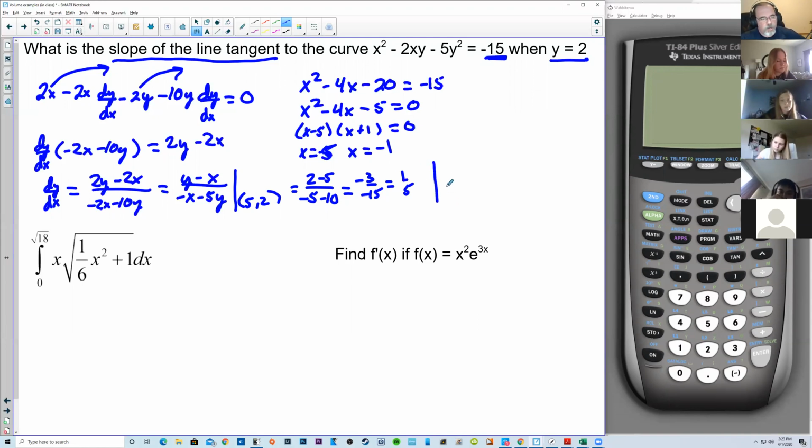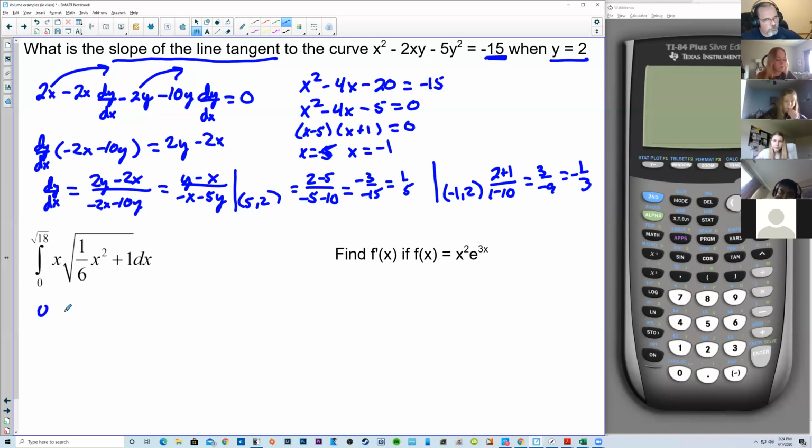How about evaluate at negative 1, 2? So 2 plus 1 over 1 minus 10. 3 over negative 9, so negative 1/3. That's what we're looking at. And the whole point of that is the implicit differentiation.